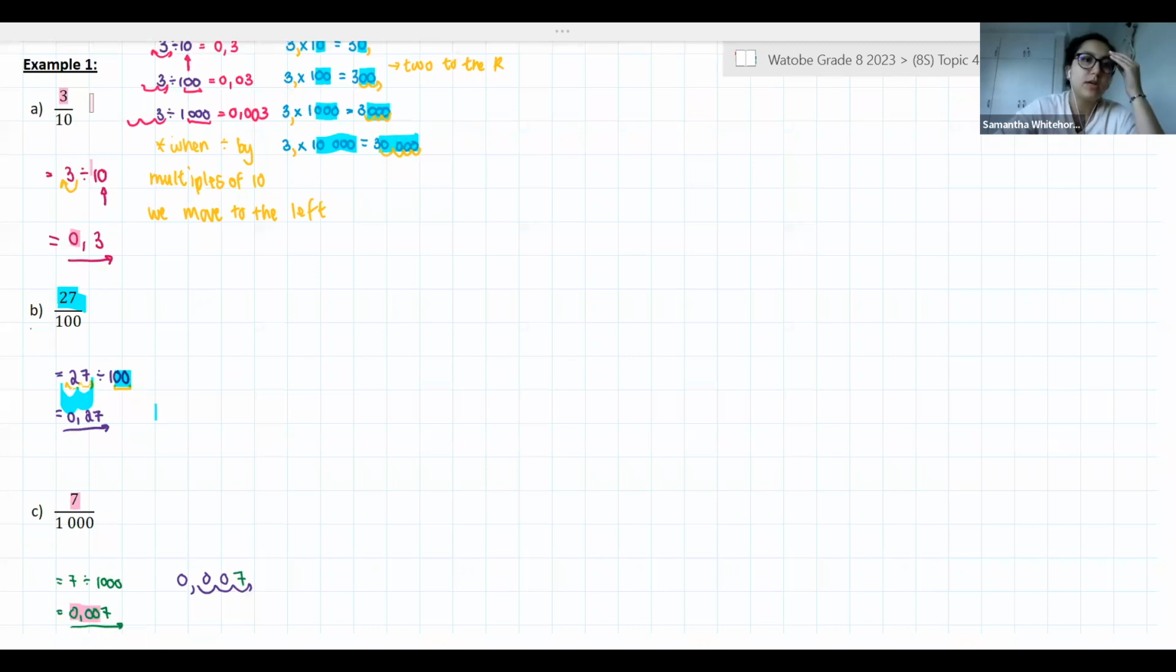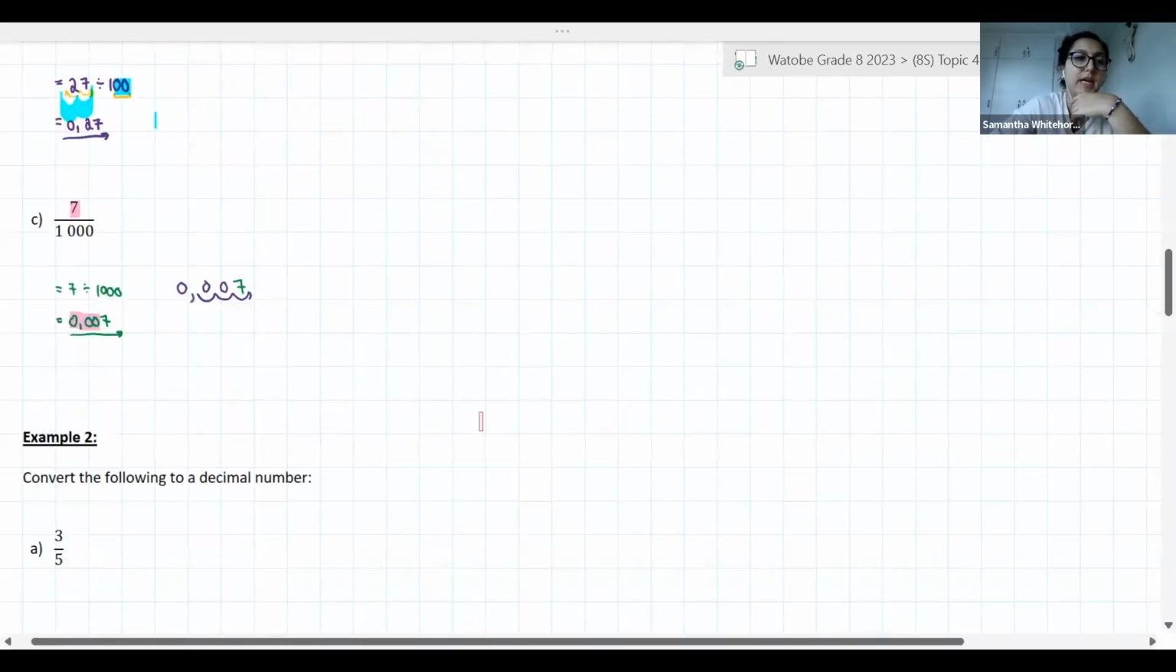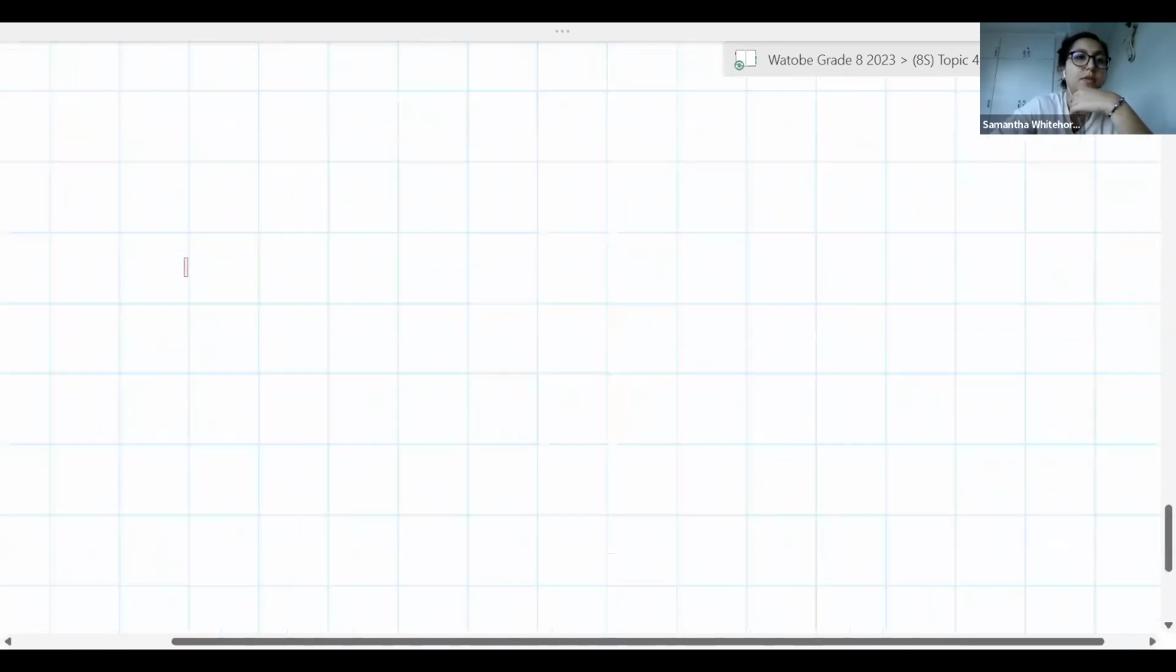Okay, so guys, these were nice and easy because our denominators were already a multiple of 10. But obviously, we're not always going to be nice, and it might happen that our denominators are not multiples of 10. So we need to be able to deal with that. And that's what we're going to have a look at now in our second example.